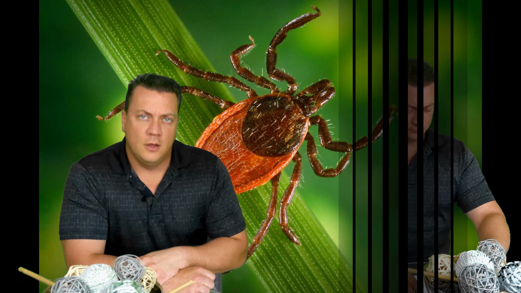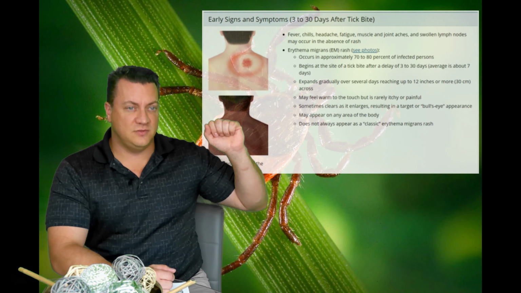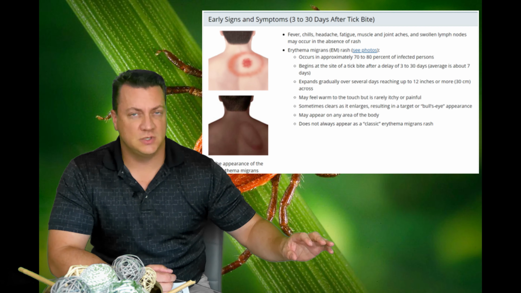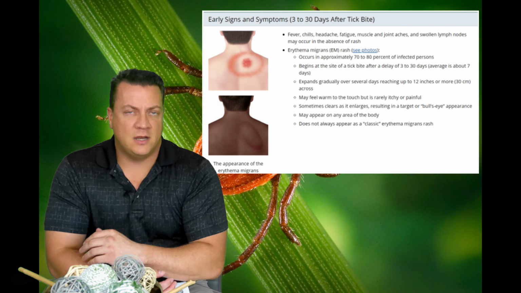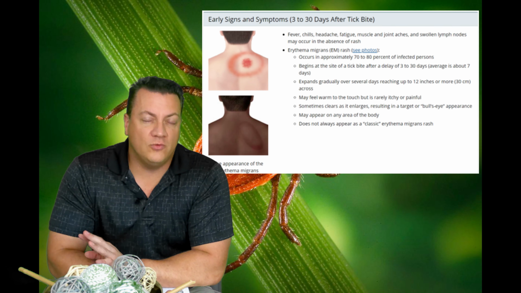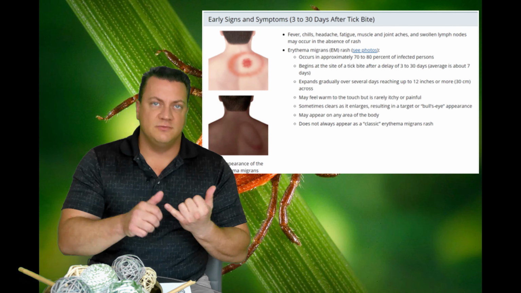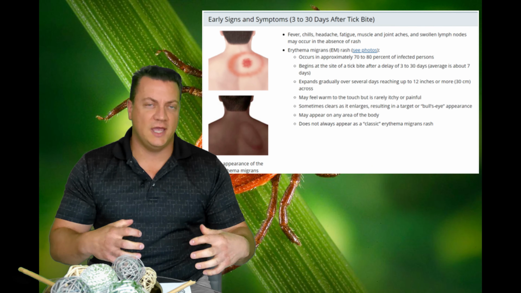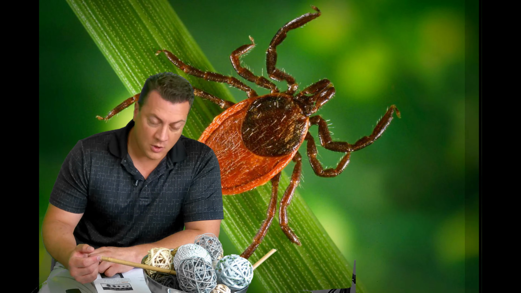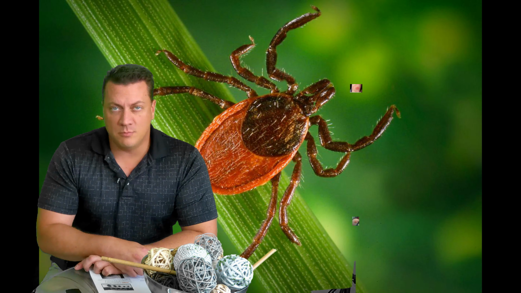Lyme disease has early stage symptoms and then late stage symptoms. And every one of these early stage symptoms are pretty unanimous throughout all different species and all different bacterial infections. And that includes fever, rashes, muscle aches and pains, joint aches and pains, feeling tired. Another early sign of Lyme disease is erythema migrans.